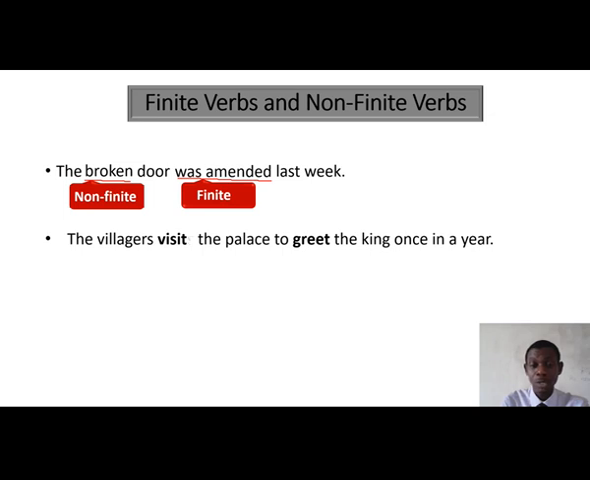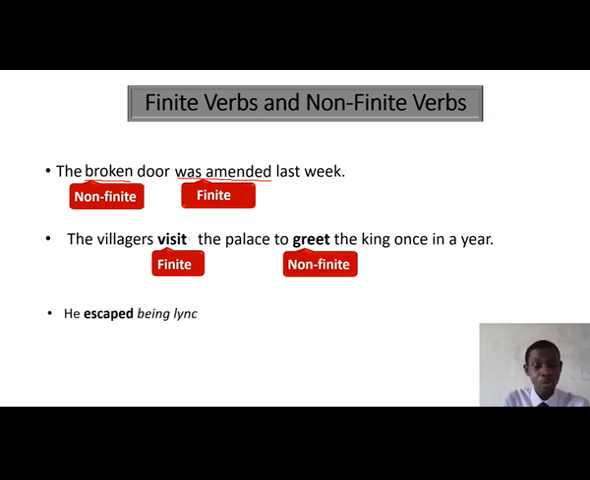Okay, let's see the second one. The villagers visited the palace to, of course, you will not say to greeted. You won't say to greeted, okay? Even if we take it to the future tense, it won't change too. So we agree that visit here is a finite verb, and then greet is a non-finite verb.